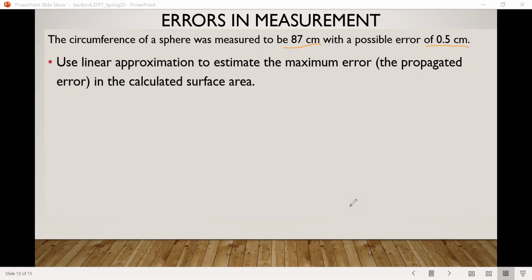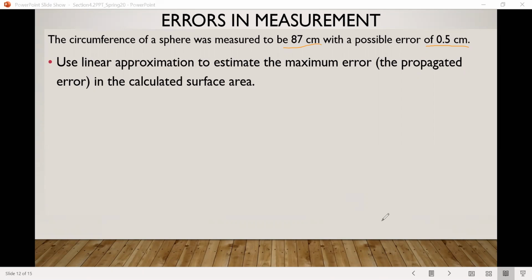Okay, so based on that, we want to use linear approximation, or really we're going to use the differentials we were just working with, to estimate the maximum error, which is also called the propagated error, and the calculated surface area. So being that there's possibly error in our measurements of the circumference, if we then use that measurement to figure out the surface area of the sphere, how much could we be off by?